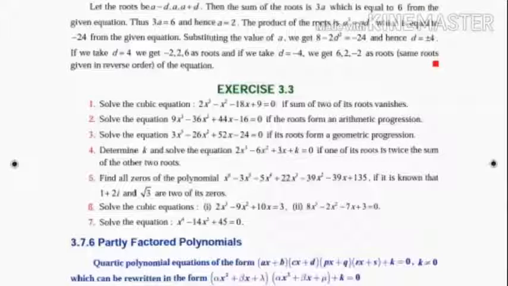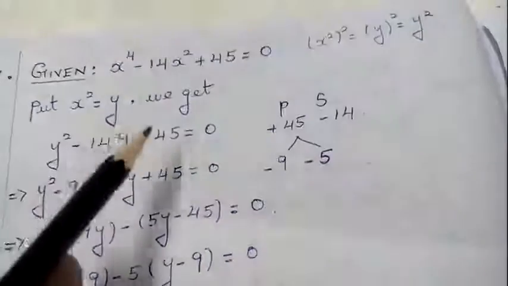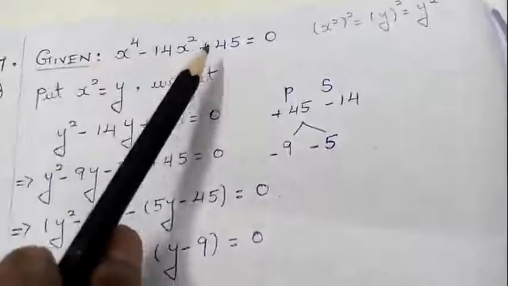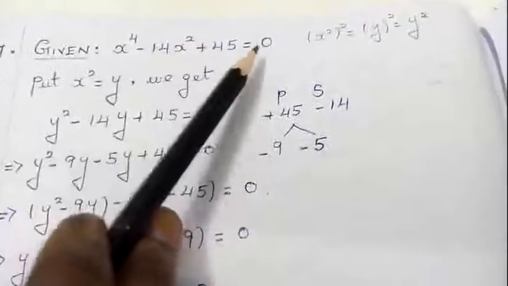Exercise 3.3, last sum. Seventh question. Solve the equation x to the power 4 minus 14x square plus 45 equal to 0. Now we are going to do the seventh sum. They are asking you to solve this equation, students. What is the highest power? x to the power 4, x square, constant, equal to 0.